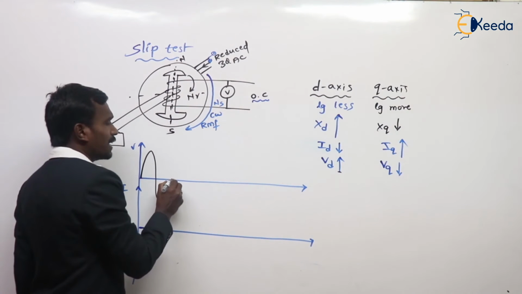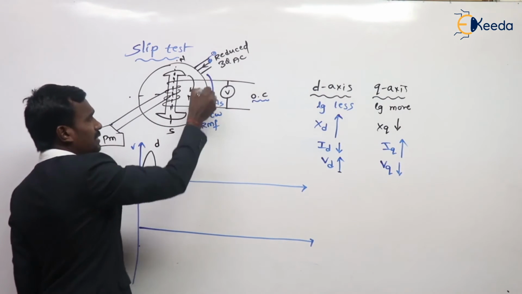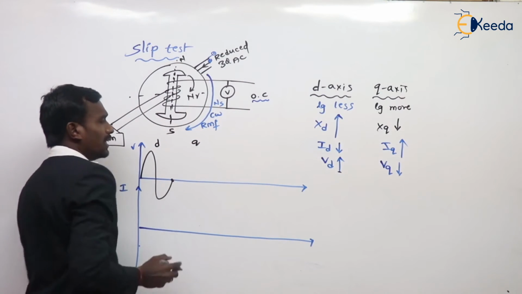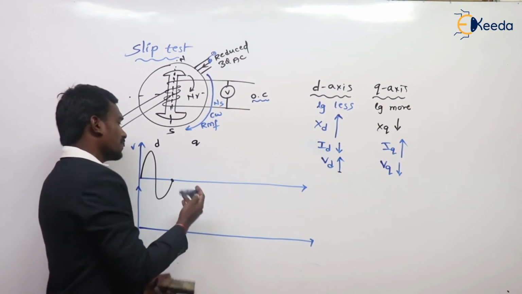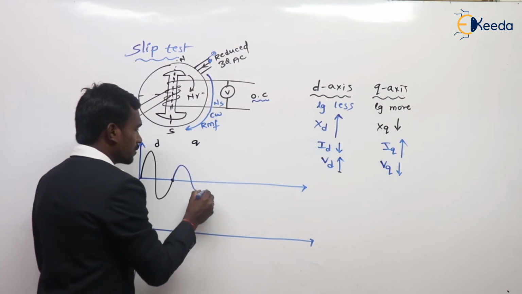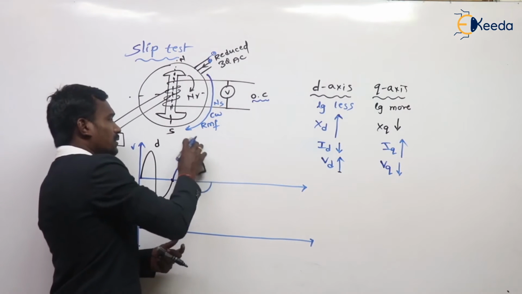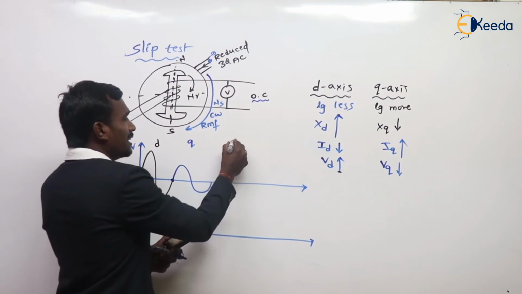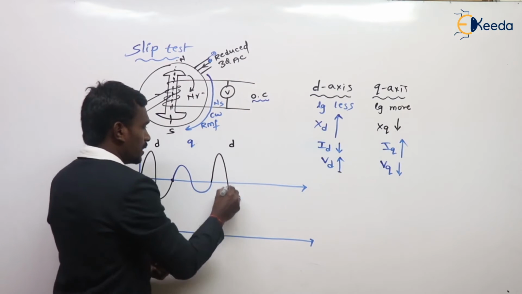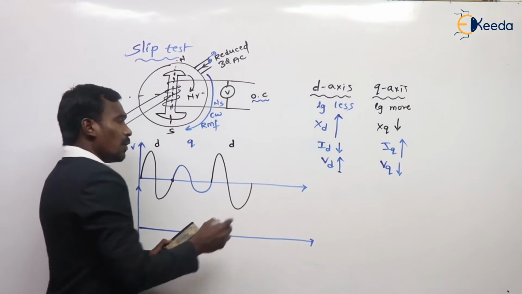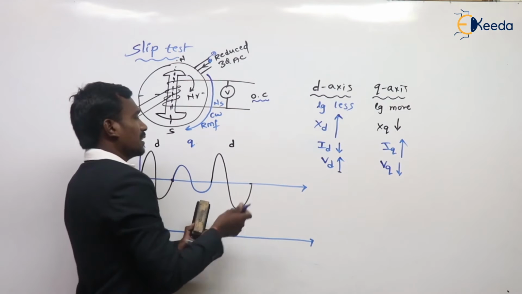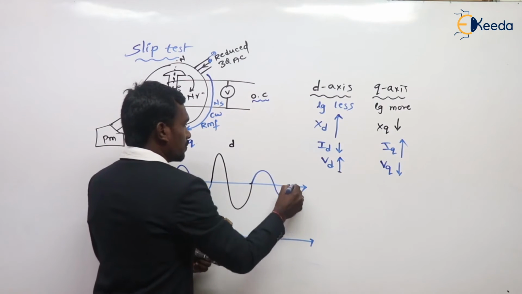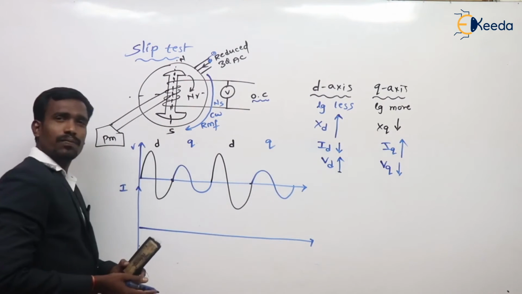When it coincides with the d-axis, and after that the q-axis: when it coincides with the q-axis, the voltage is minimum. When again the d-axis, the voltage is maximum. When again the q-axis, the voltage is minimum, like this.